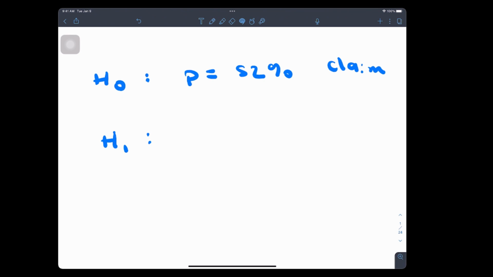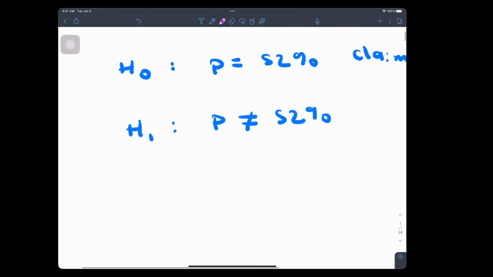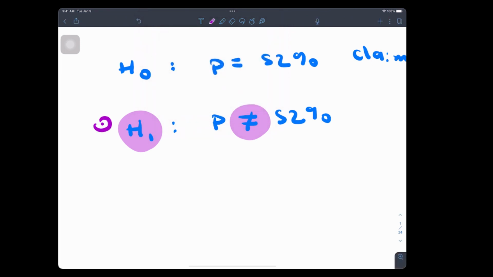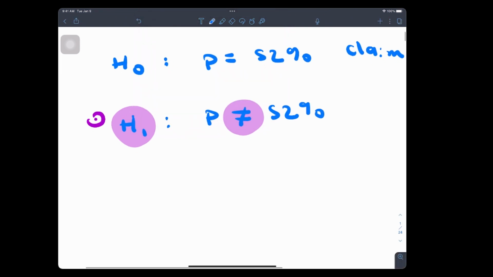All right, now let me say this. What's the opposite of this statement? P is not equal to what? 52%. Okay, now let's see if you guys remember from last week. What do I look at to determine what kind of test this is? We always look at the alternate hypothesis inequality. This is why I always put the eyeball here. Is that right? Okay, you guys okay with that?